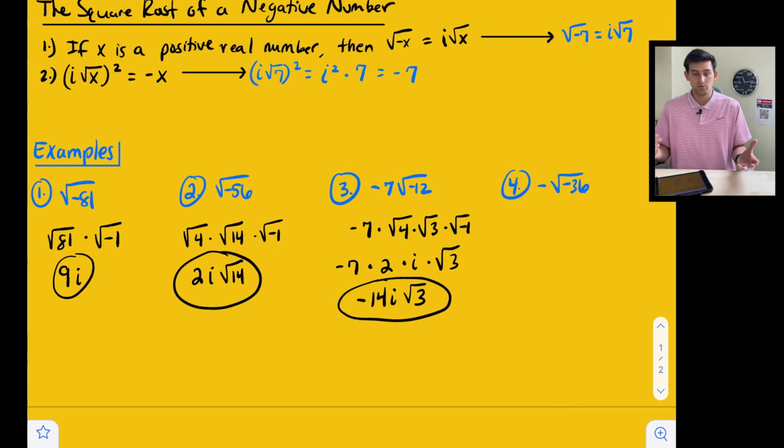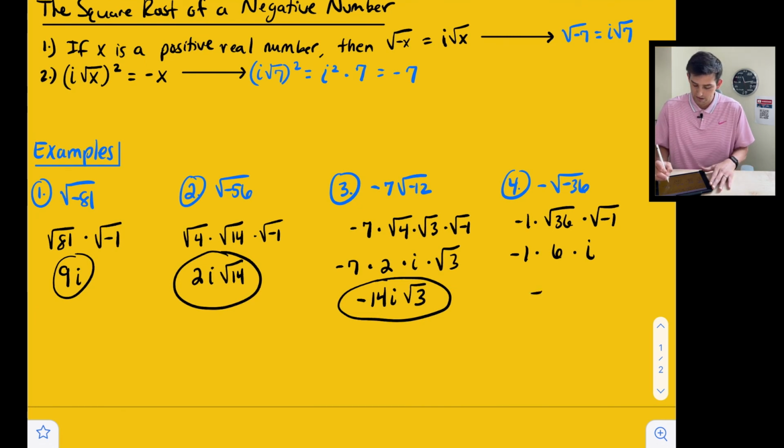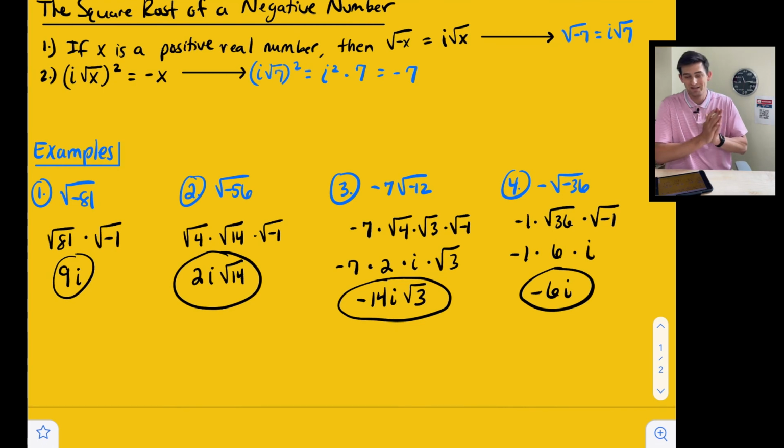And our last example, number 4, this negative out at the front is basically like having -1, right? So -1 times, we know that 36 is a perfect square, so we can leave it like that. -1 times 6, and then this would be i. So -1 times 6 is just -6, and we can simplify this to -6i. Okay, and so that is what the imaginary unit i is, and how we can use that to find the square root of a negative number.